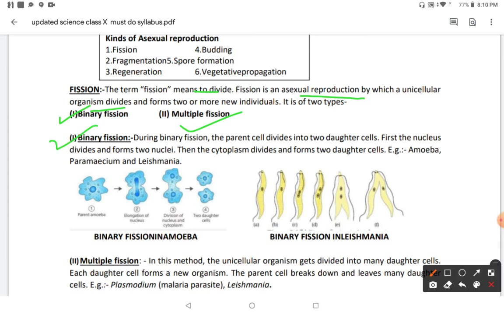Binary fission is where the parent cell, for example in amoeba, divides into two daughter cells. First the nucleus divides and forms two nuclei, and then the cytoplasm also divides and forms the two daughter cells, like in amoeba and paramecium as well as leishmania. These are examples of binary fission.